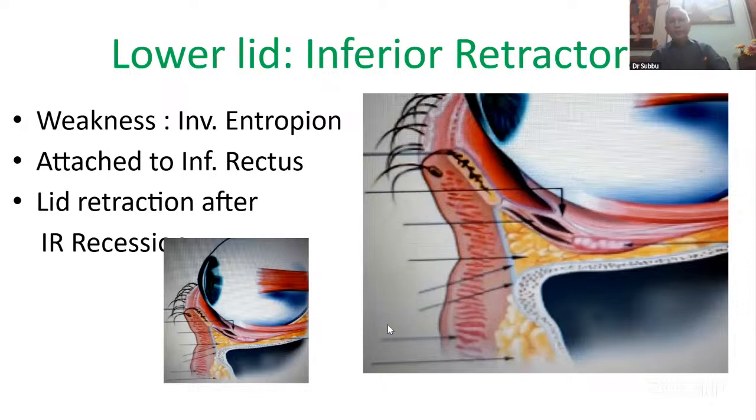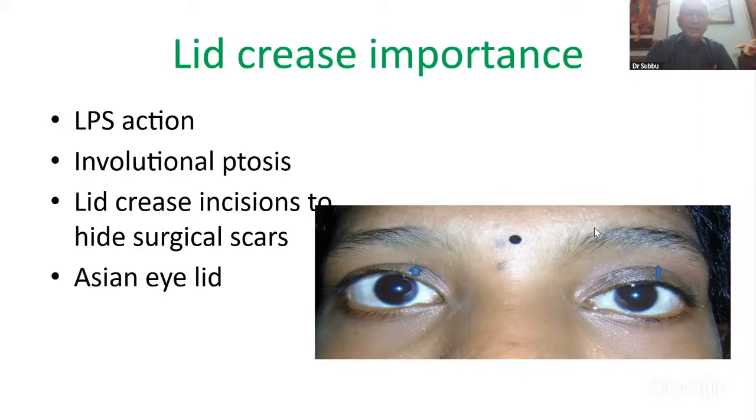Lower lid has inferior retractors, which I consider almost similar to the LPS, but it's weak. And its weakness is also one of the important factors for the development of involutional entropion. Since it is attached to the inferior rectus, whenever we do IR recession and pull the inferior rectus backwards, it pulls the lid down and leads to lower lid retraction. Lid crease is important because it shows the LPS action.